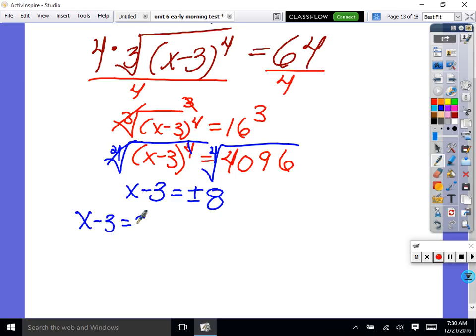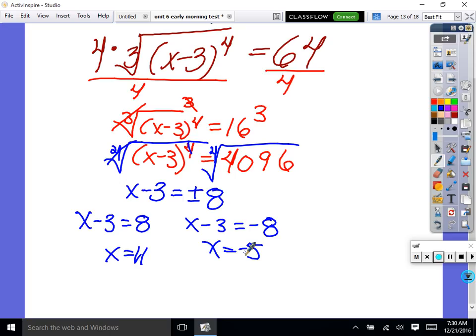x minus 3 equals 8. x minus 3 equals negative 8. And now solve for x. So we'd add 3: 8, 9, 10, 11. So x equals 11. We'd add 3. x is equal to negative 5, correct? Now we've got to check them. So everybody look back up here.